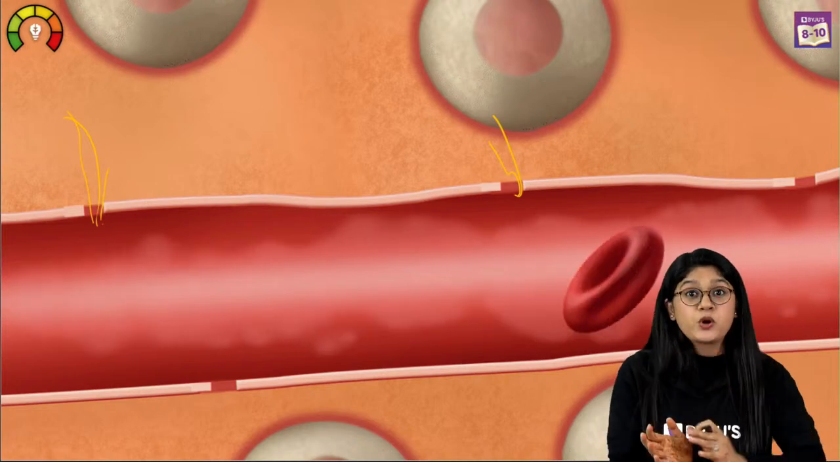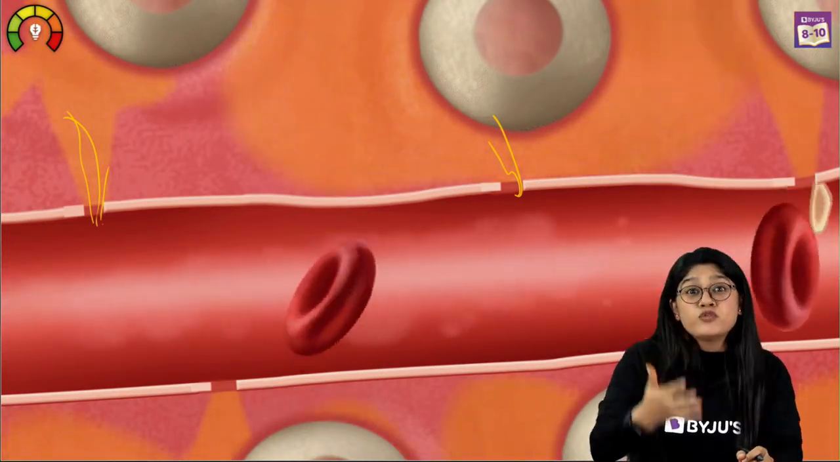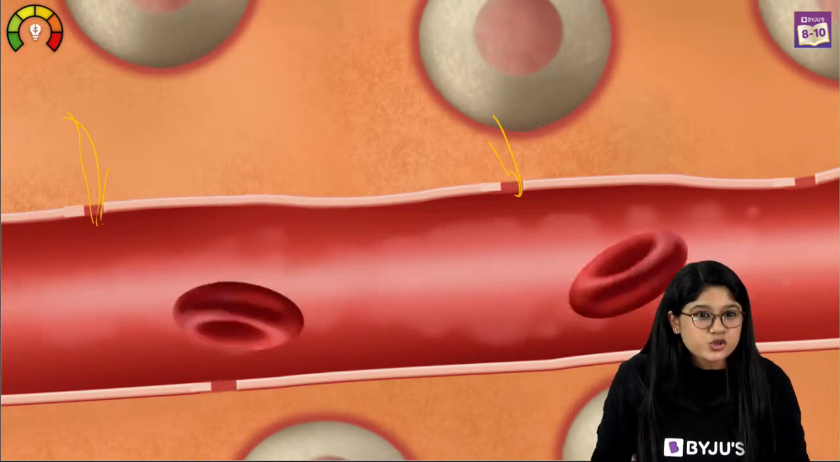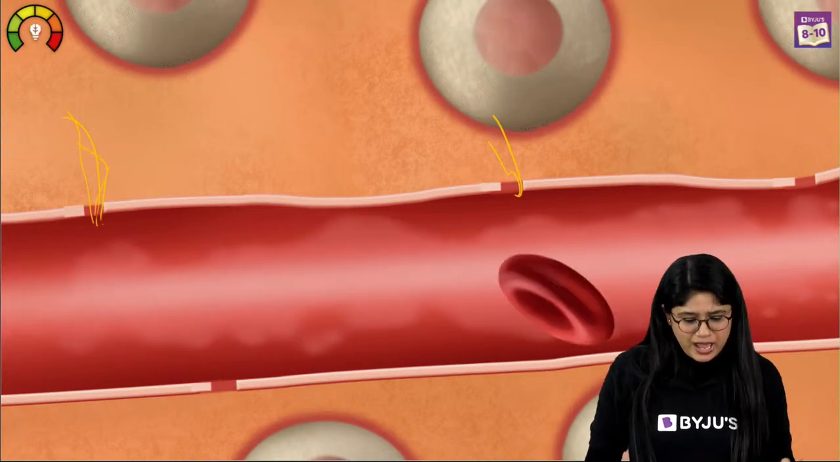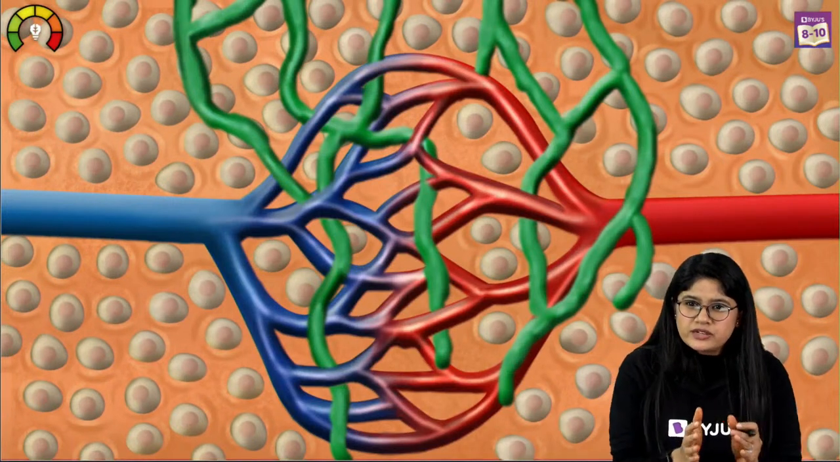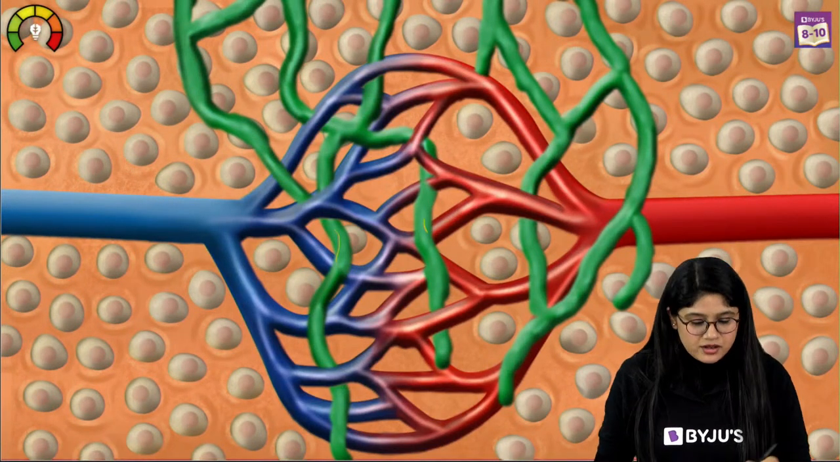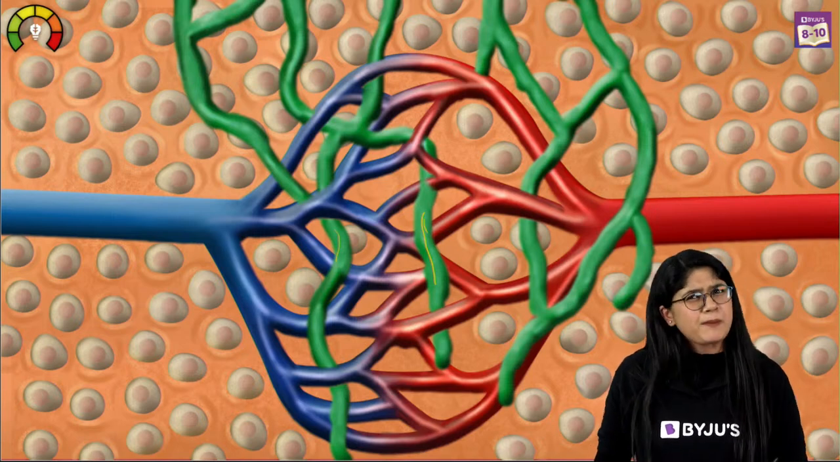And of course that fluid will be going out, carrying oxygen and nutrients. And this will actually help in removing the excess waste material also. Now as it moves out, what happens? It will be going around it. And slowly, slowly it will form its own vessels, own capillaries, right? The green color one.